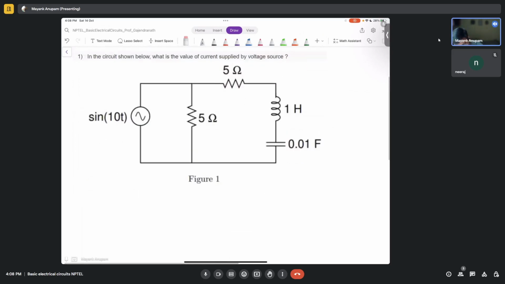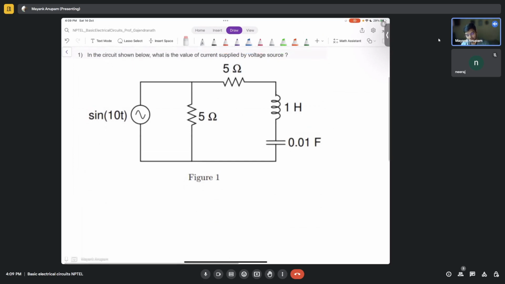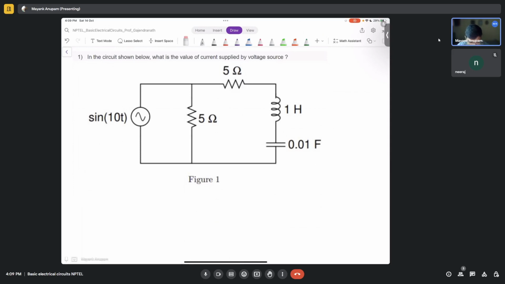There are two ways to solve this question. You can write the differential equation of this particular circuit and then solve it, and that is a way. But an easier way, the way that we learned in week 12, is to write everything in terms of phasors, and then try to understand what the current is.